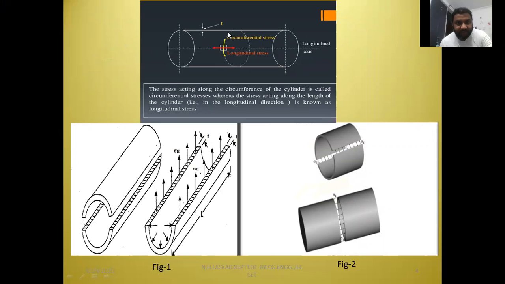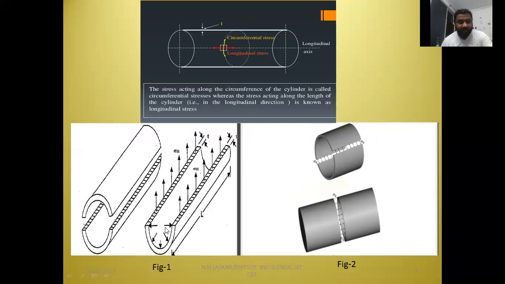See, this one is the circumference. So if the stress is acting on the circumference, then it is called circumferential stress or hoop stress. And if stress is acting along the length of the cylinder, then it is called the longitudinal stress. See, there is a longitudinal axis. So if the stress acts along the longitudinal axis, then it is called the longitudinal stress. And if the stress acts along the circumference of the cylinder, then it is called the hoop stress or the circumferential stress.